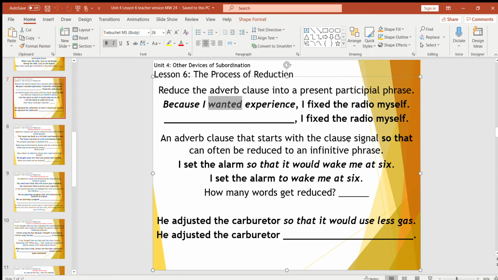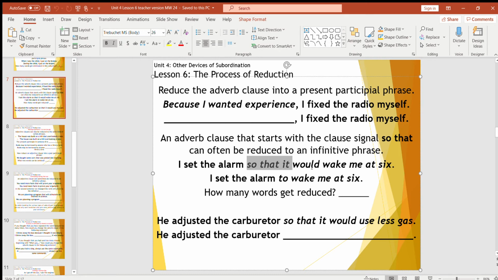And adverb clauses that start with the clause signal so that can often be reduced into infinitive phrases. Remember, to plus a verb. So I set the alarm so that it would wake me up at 6. I can say I set the alarm to wake me up at 6. Okay, so then how many words got reduced? 3, essentially, so that it became just the to, right?